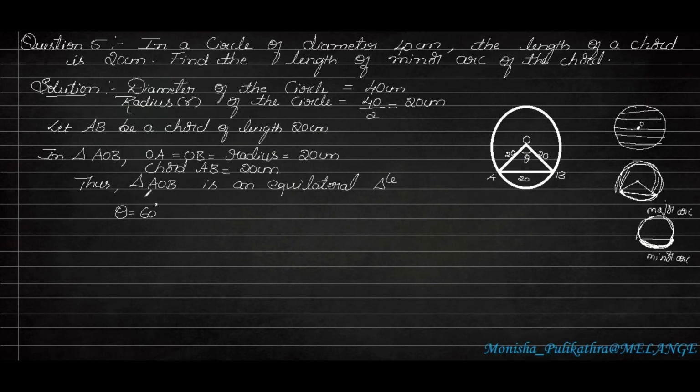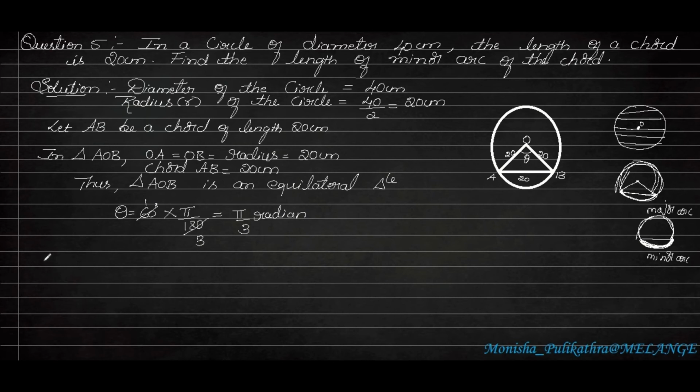Okay, so first we need to convert this 60 degree into radian. How do we convert it? We need to multiply it by pi by 180. So 60 ones are 60, 60 threes are 180. So 60 degree is equal to pi by 3 radian. So this is the conversion of degree to radian.